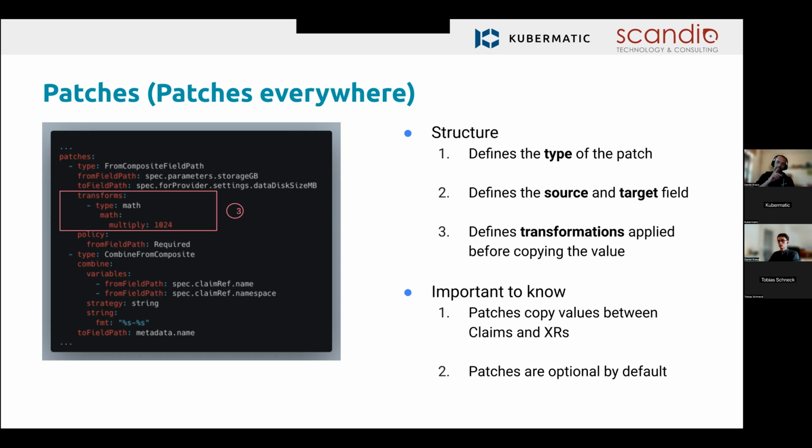And the second important fact is that patches are optional by default, which means even if the patch fails for some reason, for example, the field specified in the from field path is not available, Crossplane will still render the managed resource and apply it to your cluster. If later on the value becomes available, it will copy the value, but this is important to know. However, you have the possibility to influence the behavior here and can set a desired policy. So you can make a patch required.